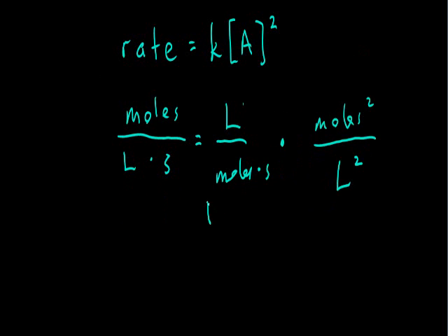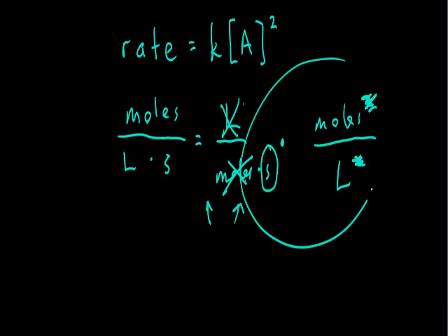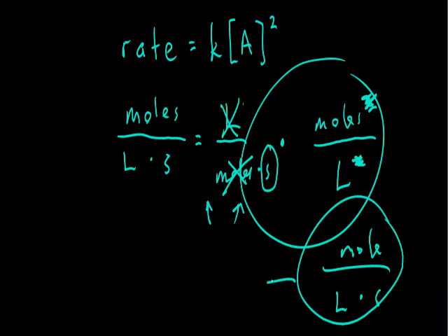If we multiply whatever our K is with this unit, liter per mole second, times moles squared per liter squared, the moles here will cancel. One of the moles cancels, so our square reduces to just mole. This liter will cancel, reducing this to just a liter, and the seconds that we have here does not cancel. So we end up with, on the right side now, mole per liter second, which is the same unit that we have over here for our rate of reaction.